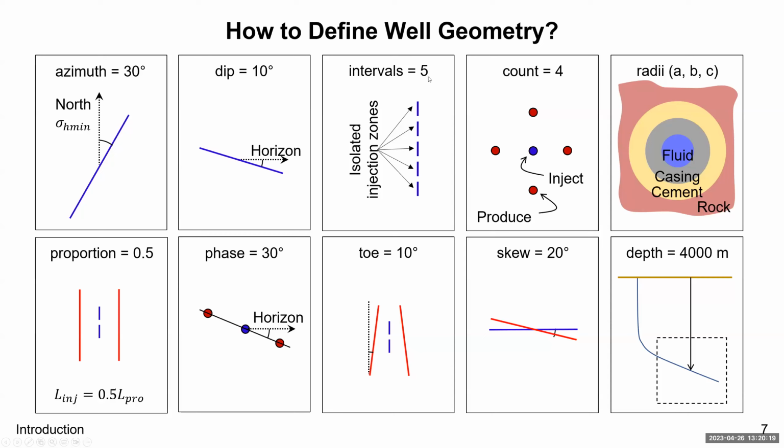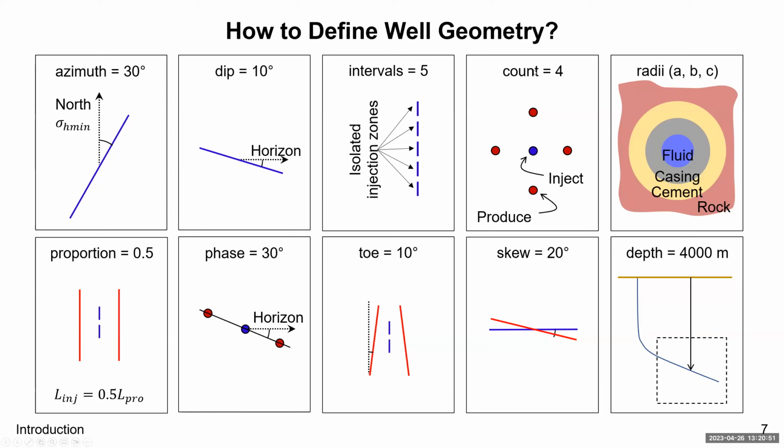And then you have intervals. This is the number of isolated injection zones within the injection well. You can set this number to essentially anything that you want to, but this will assume that each zone is completely isolated from each other. So there is going to be no communication for pressure or flow through the well between these zones. In essence, they'll be treated as a bunch of separate little injection wells by GeoDT.